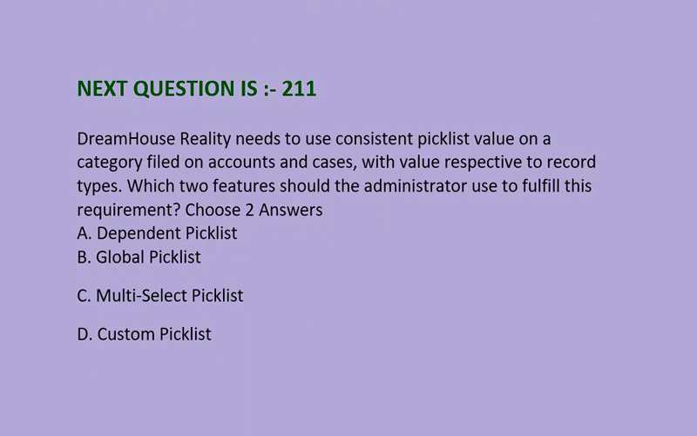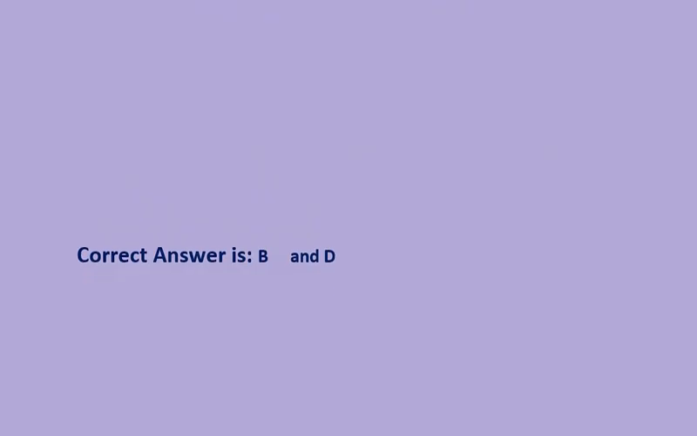Question is Dreamhouse Realty needs to use consistent picklist values on a category field on accounts and cases with values respective to record types. Which two features should the administrator use to fulfill this requirement? Option A. Dependent picklist. Option B. Global picklist. Option C. Multi-select picklist. Option D. Custom picklist. Correct answer is option B and option D.